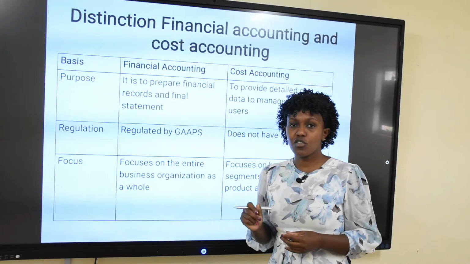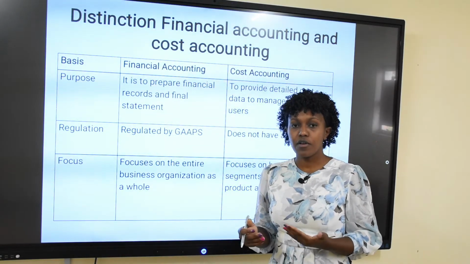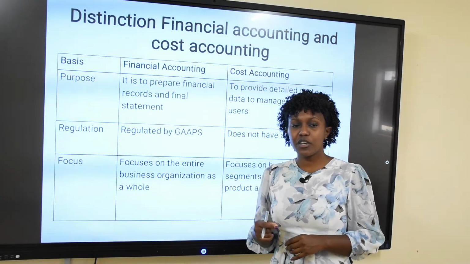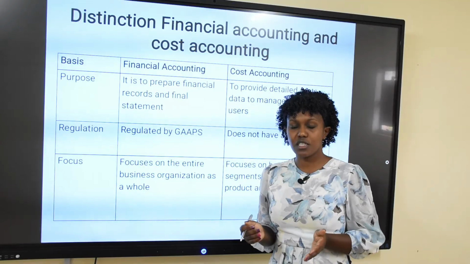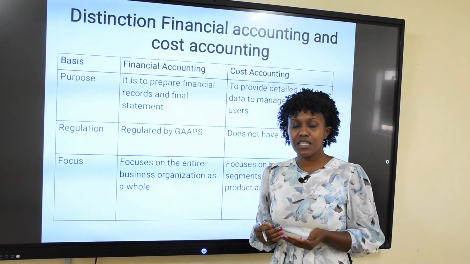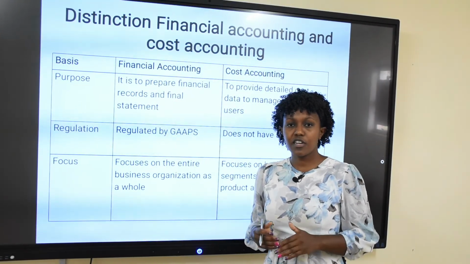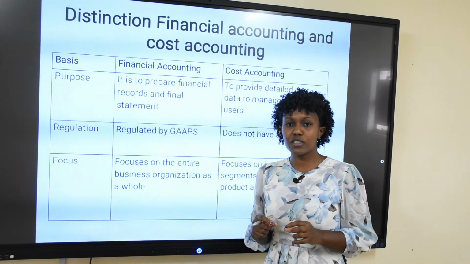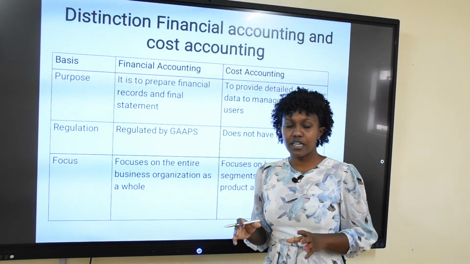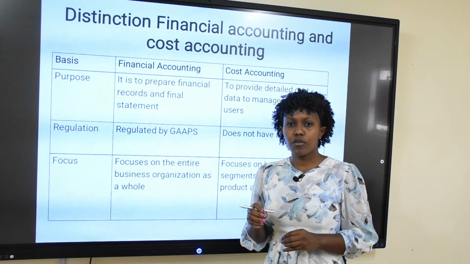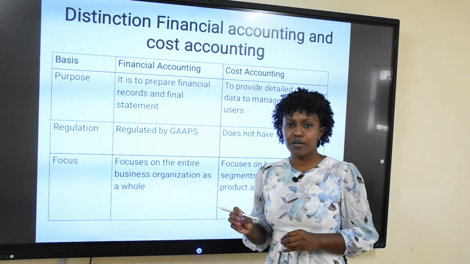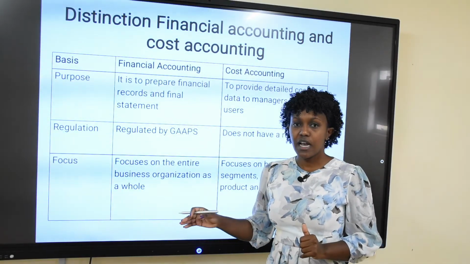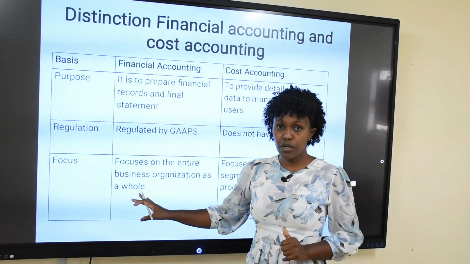That branch of accounting that deals with preparation of those financial statements, both for internal and external users, is what we call financial accounting. Now, coming back to what is cost accounting, we have said it is a branch of accounting that deals with cost ascertainment, cost evaluation, and cost control. So specifically, cost accounting looks at costs in an organization. Now, what are the major differences between financial accounting and cost accounting? I have summarized them as below.